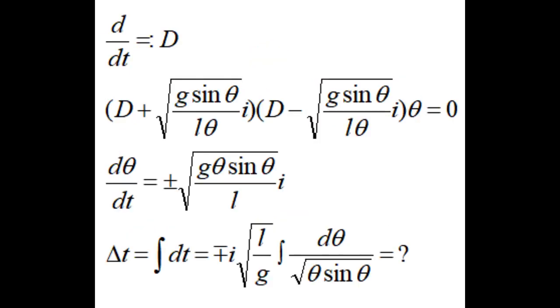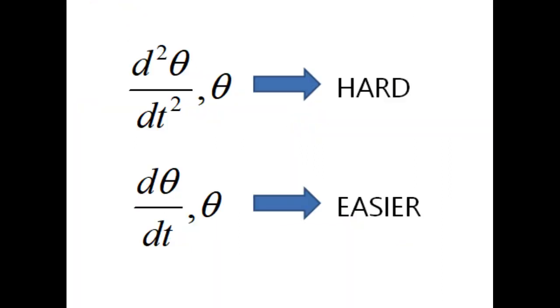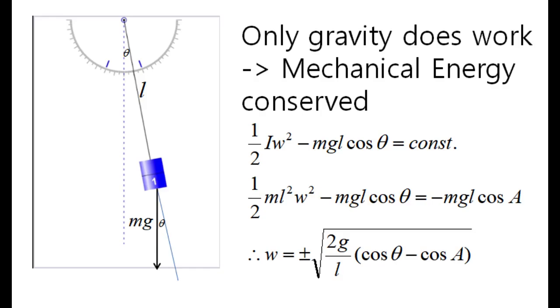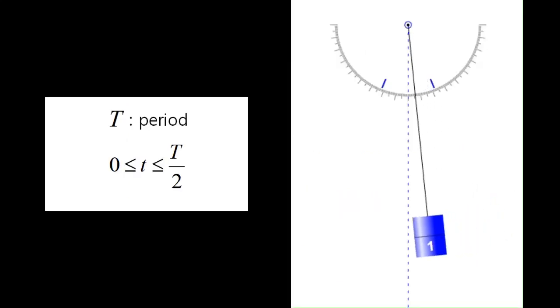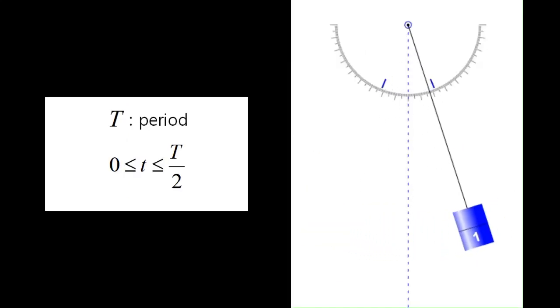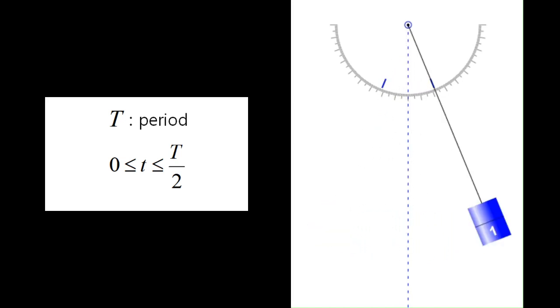Applying the elementary techniques, we get an integral very difficult to find. Now, we realize that lowering the order of the equation is necessary. We try using the conservation of mechanical energy to find the angular velocity omega as an equation of theta. We will first analyze the first half period of the pendulum, and then use symmetry for a generalized formula.